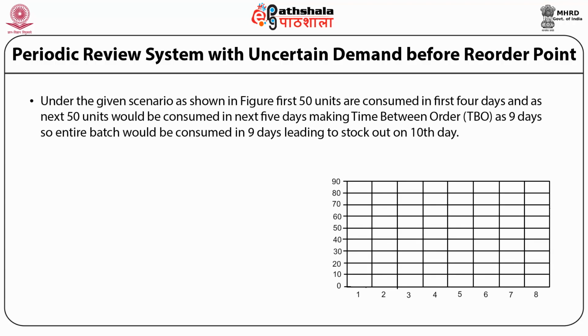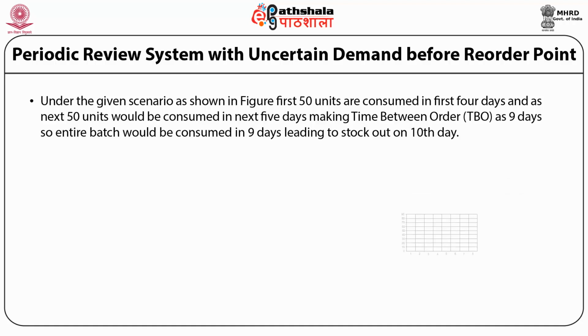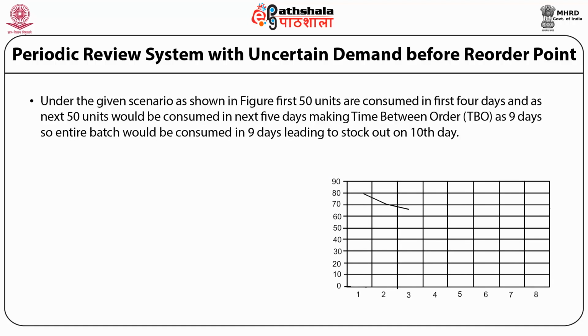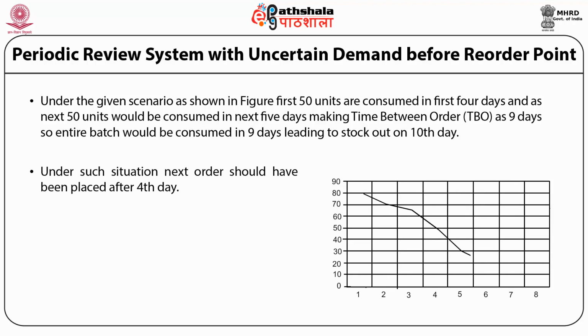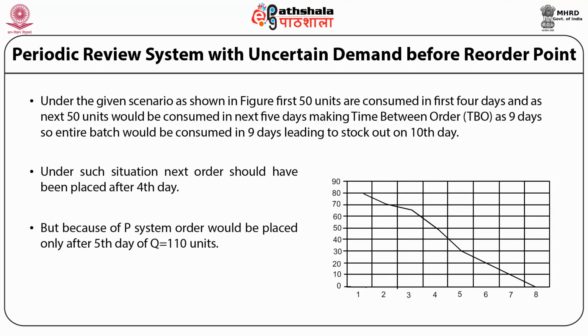Under the given scenario, as shown in the figure, the first 50 units are consumed in the first 4 days, and as the next 50 units would be consumed in the next 5 days, making the time between orders 9 days, the entire batch would be consumed in 9 days, leading to stock out on the 10th day. Under such a situation, the next order should have been placed after the 4th day. But because of the P system, the order would be placed only after the 5th day, with Q equal to 110 units.